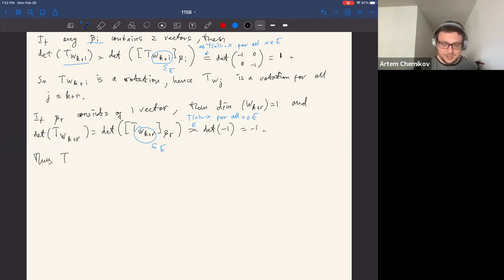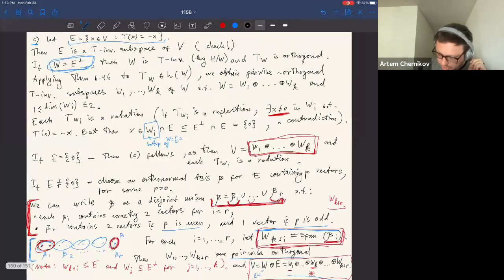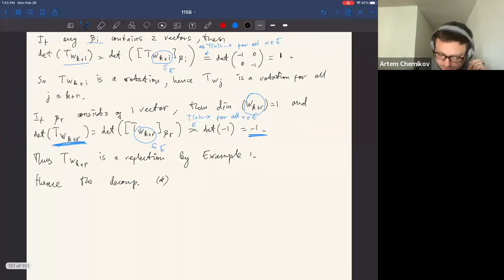So in this case, T restricted to W_{k+r} is a reflection by example 1. Because W_{k+r} is a one-dimensional space, T restricted to it is an orthogonal operator, and the determinant is minus 1. From the example we considered for one-dimensional spaces, it is a reflection. And so we conclude. Hence, the decomposition star that we have here on the previous page in the corner satisfies C.